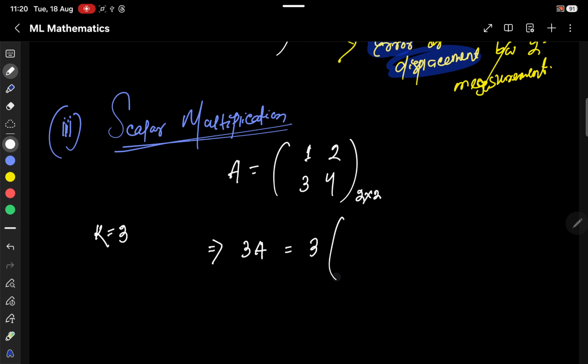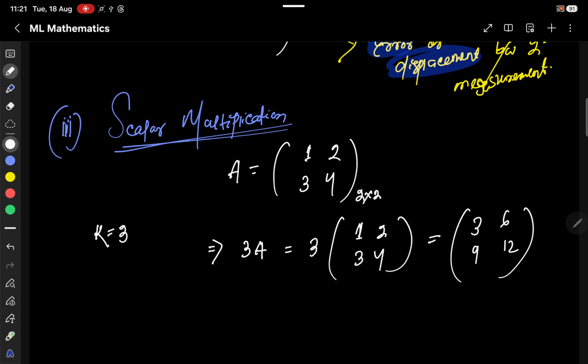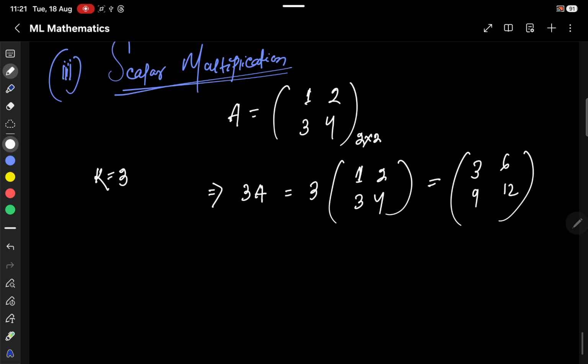If I multiply this by 1 2 3 4, this 3 has to be multiplied into every possible position of that matrix. So it will be 3 6 9 and 12. Is this much clear?